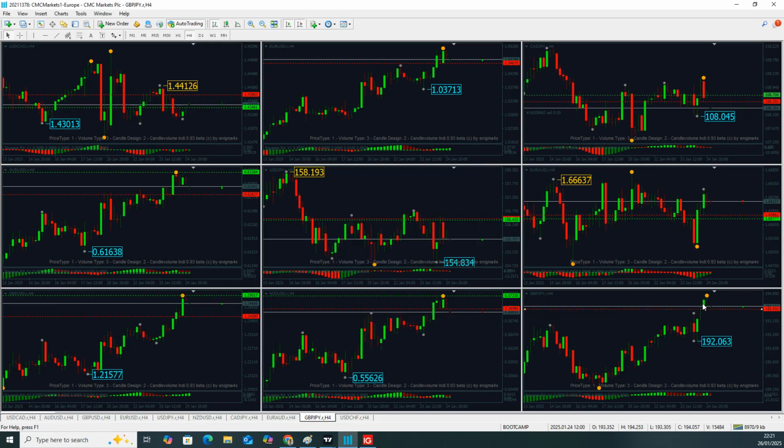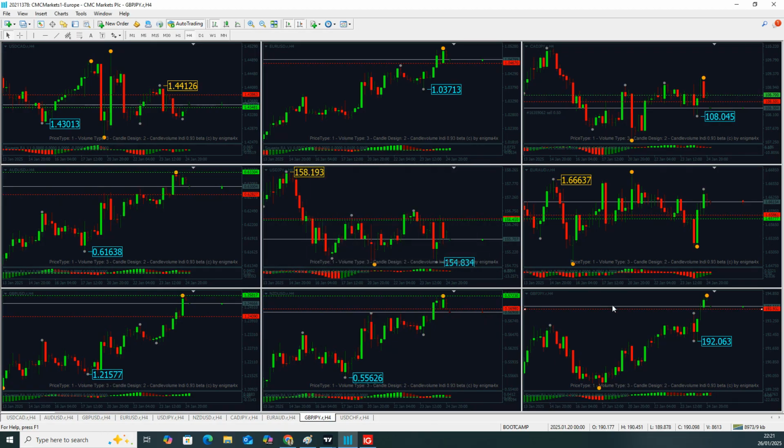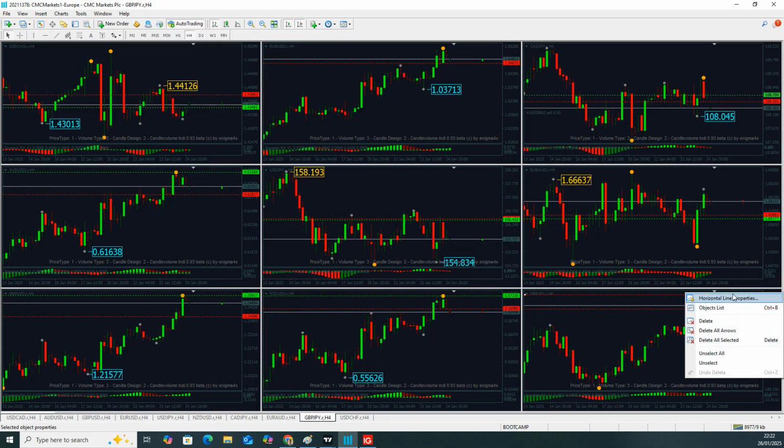Red low of the candle is 193.932. You can go long above the high of this bar here, 194.746, on Pound Yen.